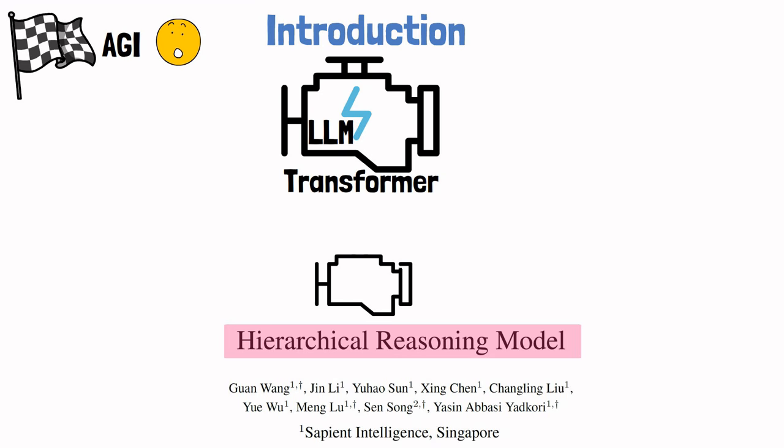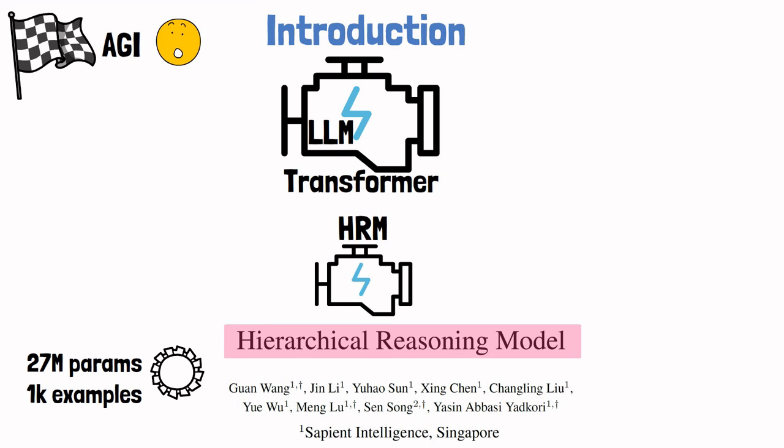With just 27 million parameters, a fraction of the size of today's top reasoning models, and trained on only 1,000 examples, it managed to outperform top LLMs on some of the hardest reasoning benchmarks. Let's start to learn what it is about.